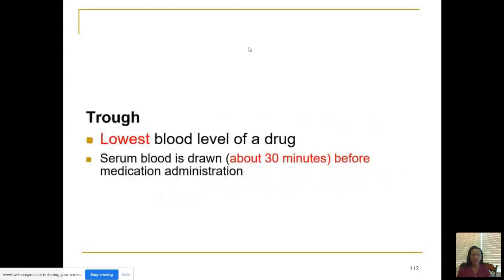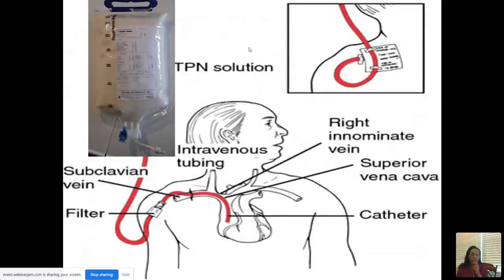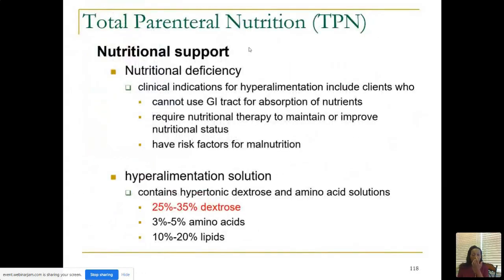Okay. All right, so let's go to TPN. So TPN is special. First of all, always a central line. If you're doing it via a PICC, it has to be short term. So let's talk about what is total parenteral nutrition. What is it made up of? What's in that lovely bag?